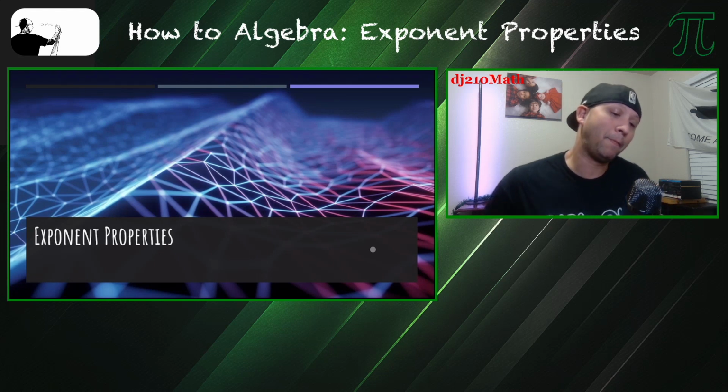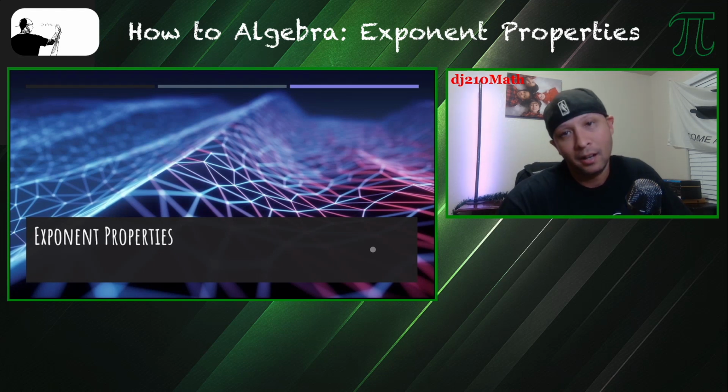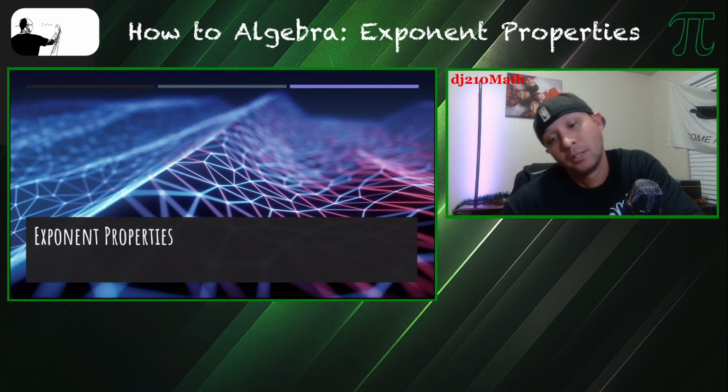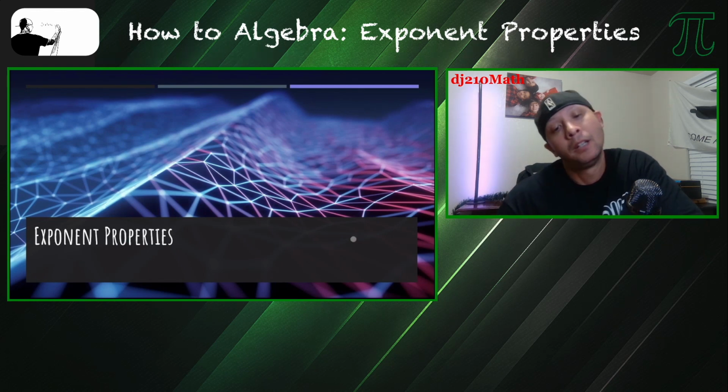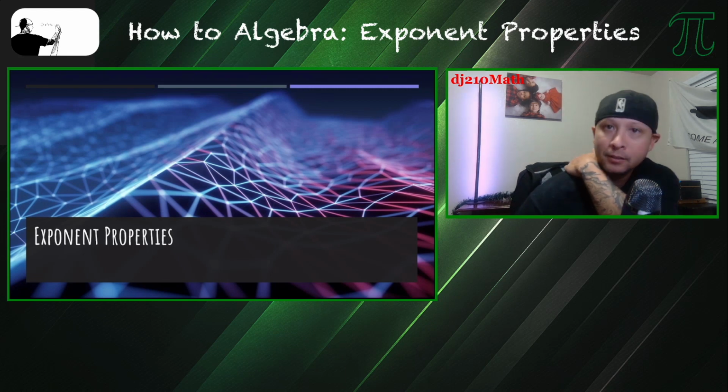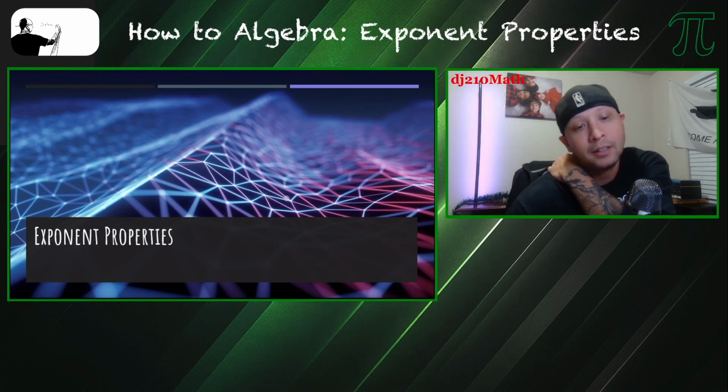So let's talk about exponent properties. There are 8 rules that we're going to go over. They're very basic with some examples. So let's get right into it. All right, first, let's talk about some notation.